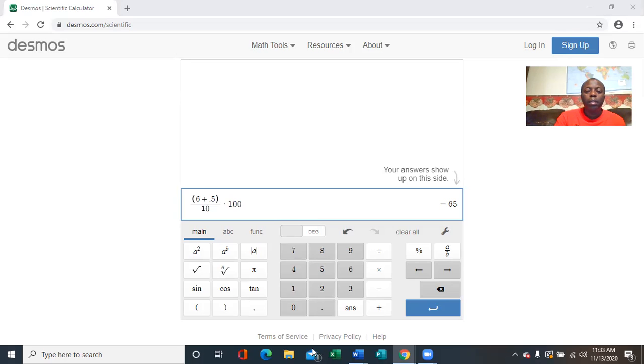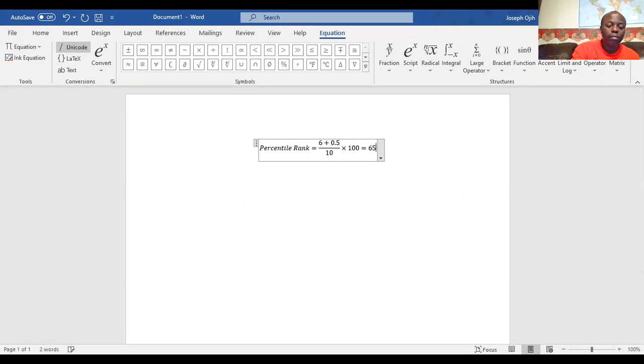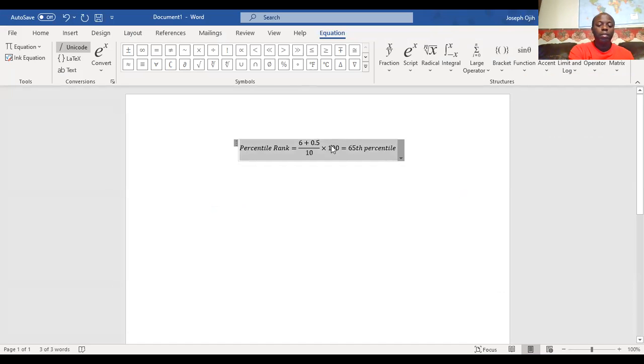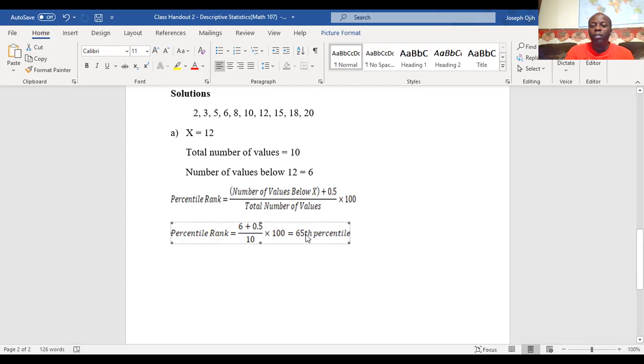Okay. 65. 65th percentile. So I'm going to copy this and put it on our main workbook. So that will give us the answer for part A. That's our answer for part A. So after plugging this in, I got this answer. So anybody whose score is 12 has a percentile rank of 65, or you can call it, or belong to the 65th percentile.